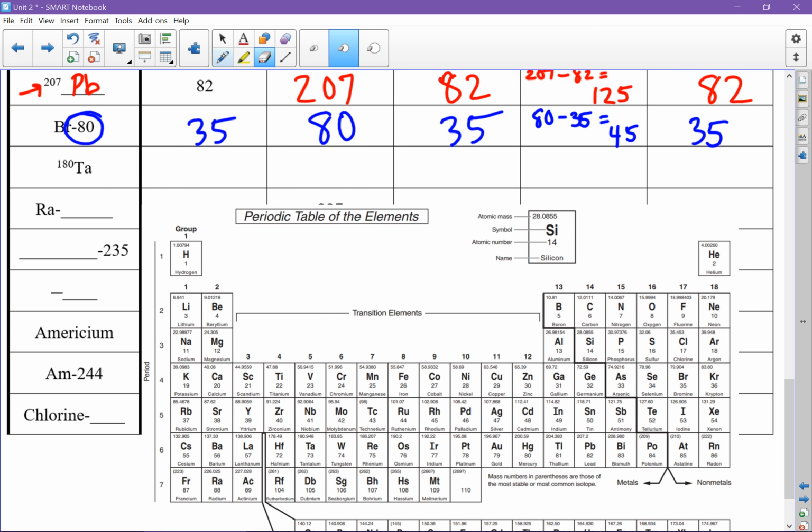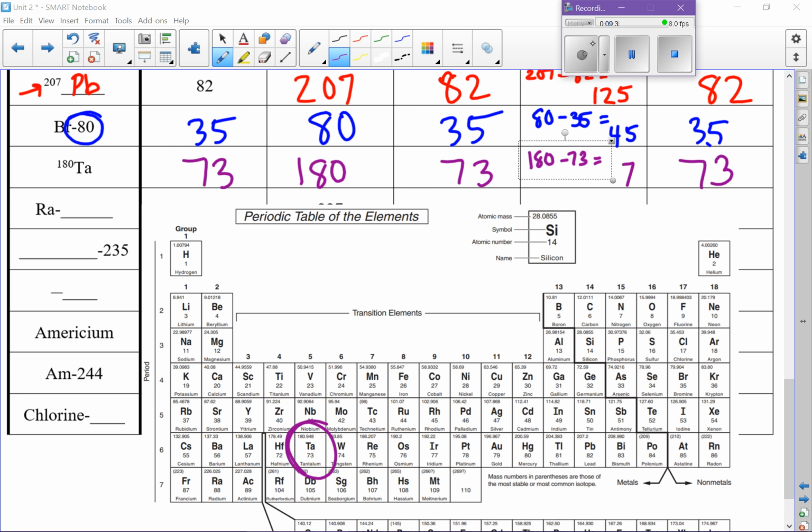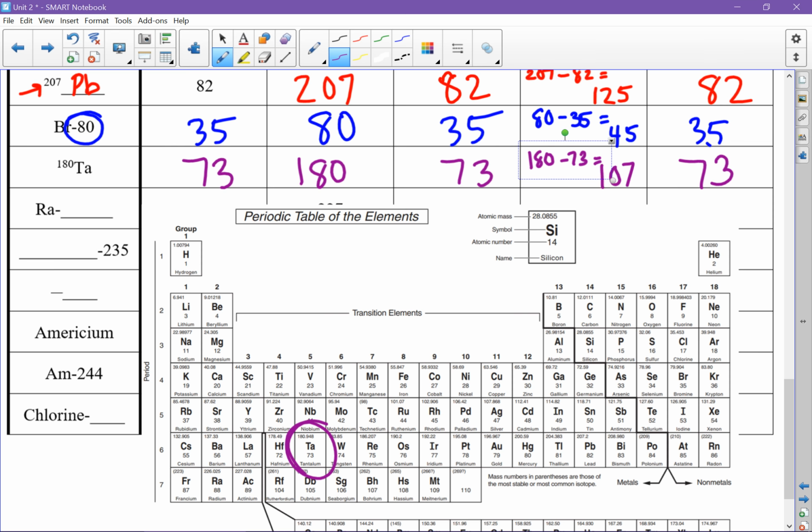Alright, next one. I have Ta, so I can find that element, which is right here. Okay, so I see the atomic number is 73. That's the number of protons and electrons as well. Now they gave me a mass in the symbol, which means I have to use the mass that they gave. So if the mass number is 180, that's what I have to use to calculate my neutrons. So that's 7. I'll check on my calculator. Okay, and I get 107 there.